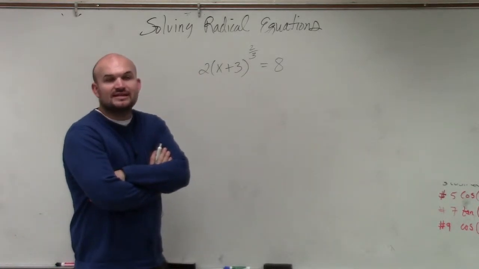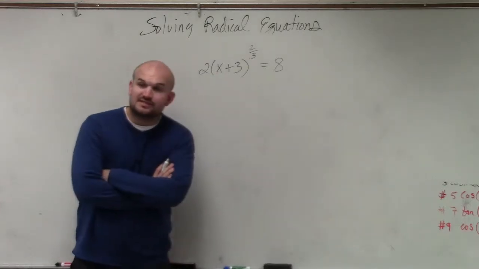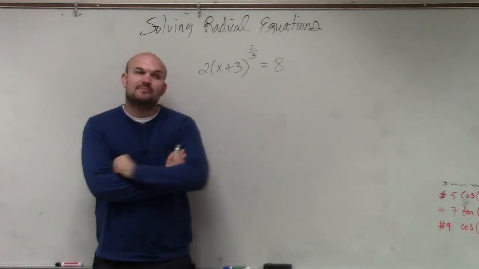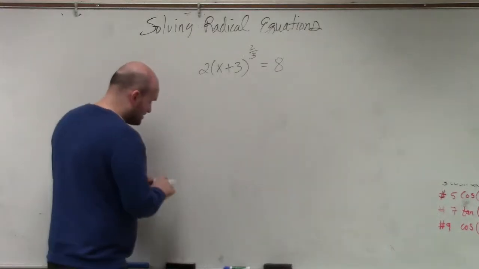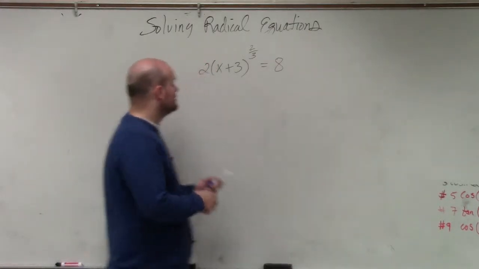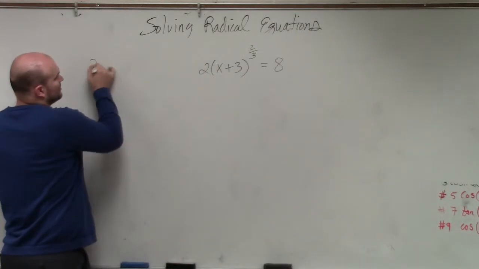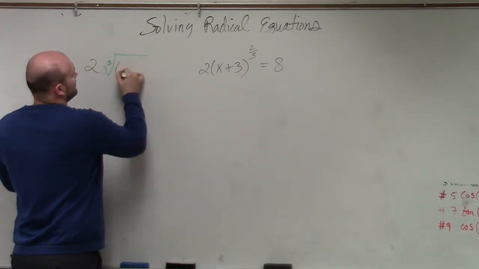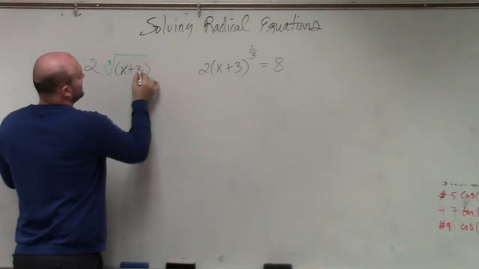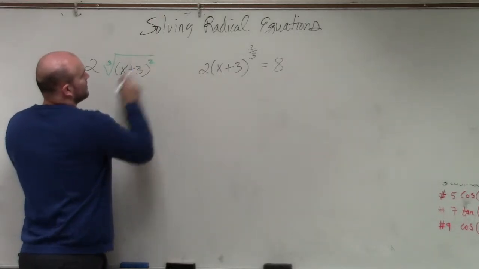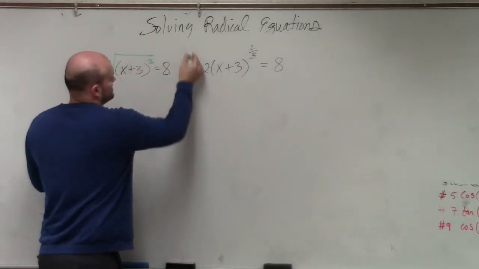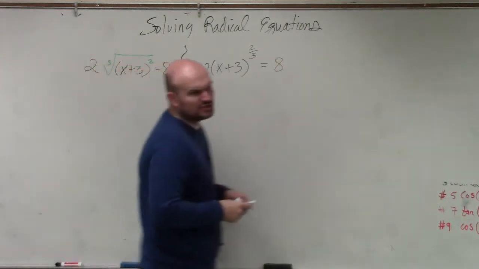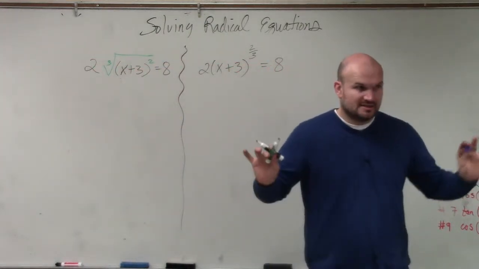First thing I want you guys to see is this is the same thing. This is under solving radical equations because if you guys remember, we can write all rational powers as radicals. So the problem could look something like this: 2 times the cube root of x plus 3 squared equals 8. Would you guys agree with me? Same thing, right? Exactly the same thing.